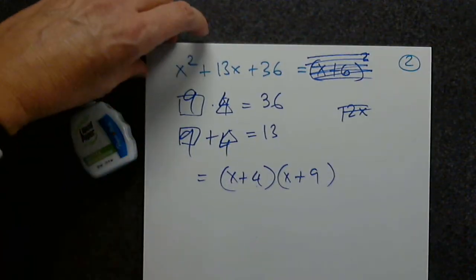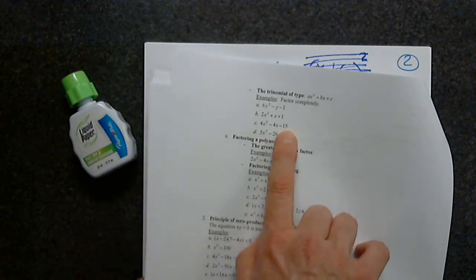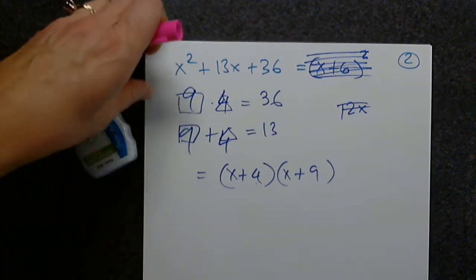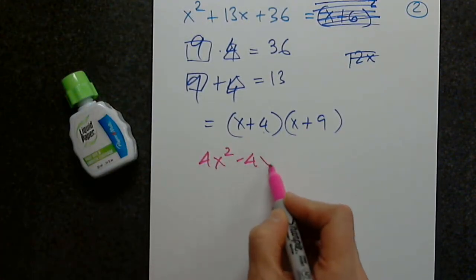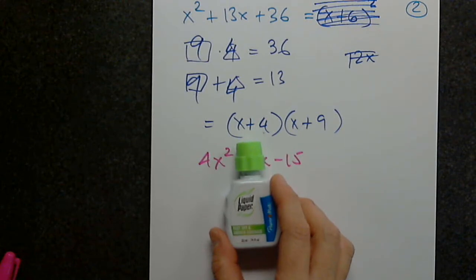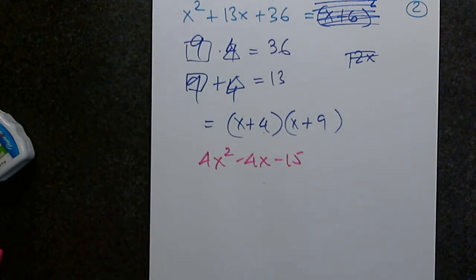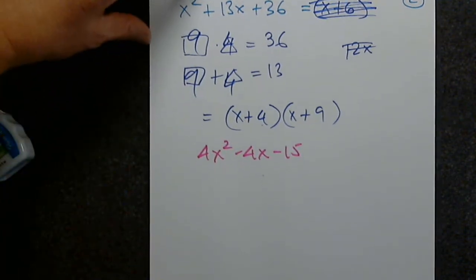Okay, so back on this page, I'm going to start with C: 4x squared minus 4x minus 15. What is it? The trinomial. Is it in descending order? Yes. Greatest common factor? No. Special negative leading coefficient? No. Special product? No. 1 as the leading coefficient? No. Excellent. Nothing worked. This is the last chance.